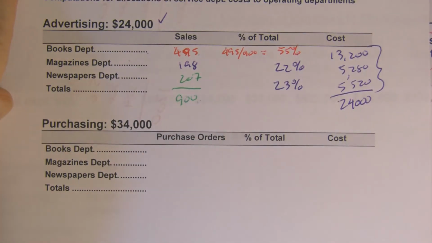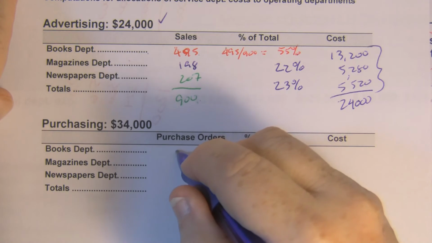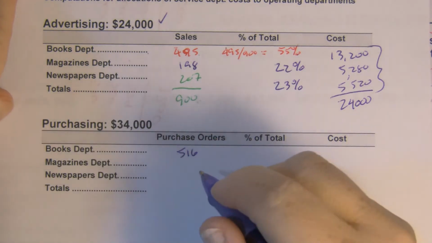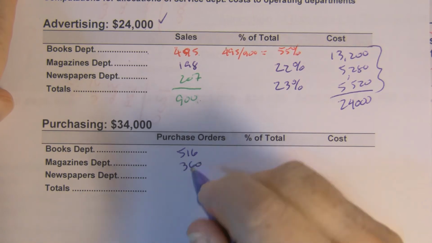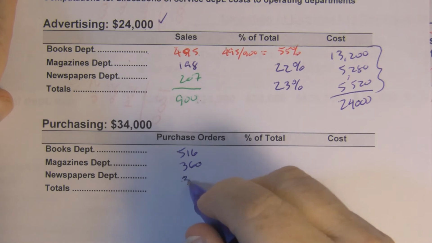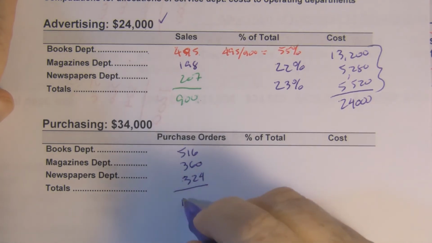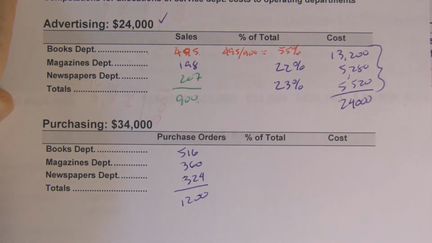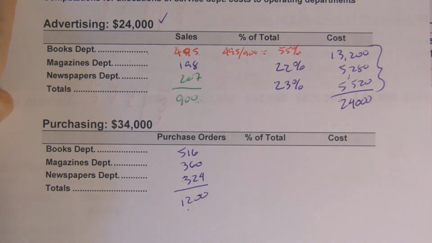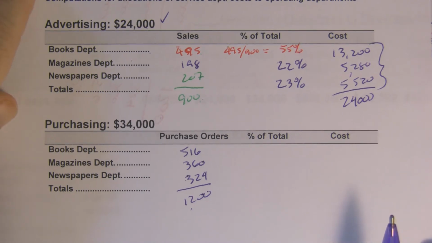So the book department places 516 purchase orders. The magazine department places 360 purchase orders, and the newspaper department places 324 purchase orders, for a total of 1,200 purchase orders from all three departments annually. We're going to use that as the basis for allocating the purchasing department's expenses to the three functional departments.